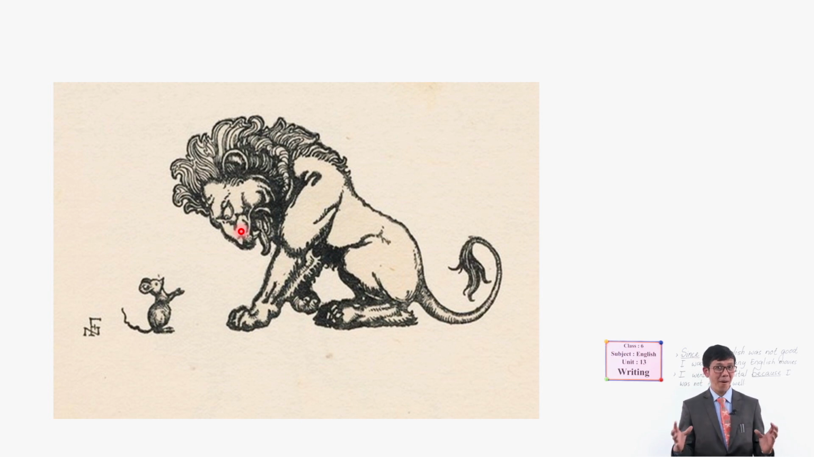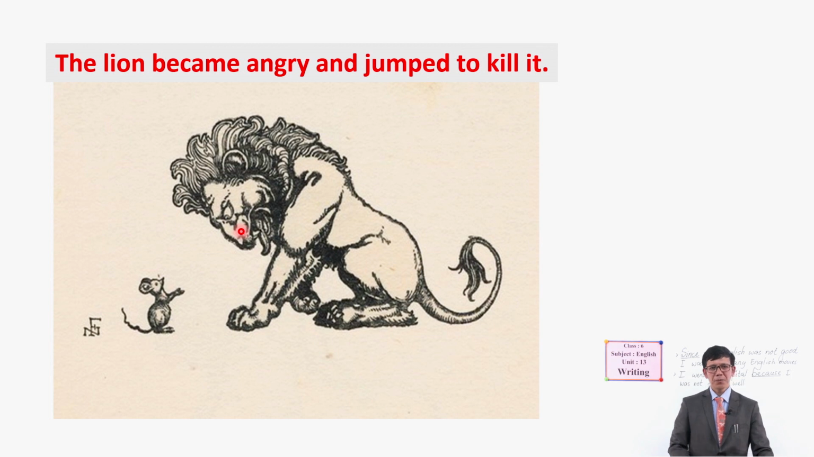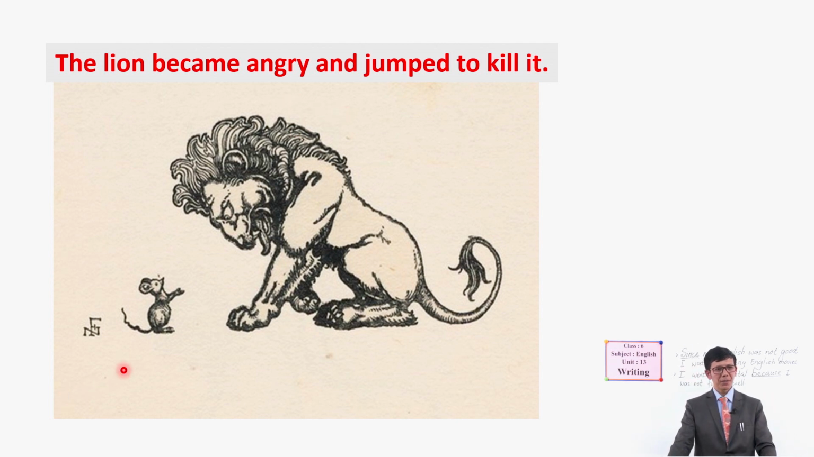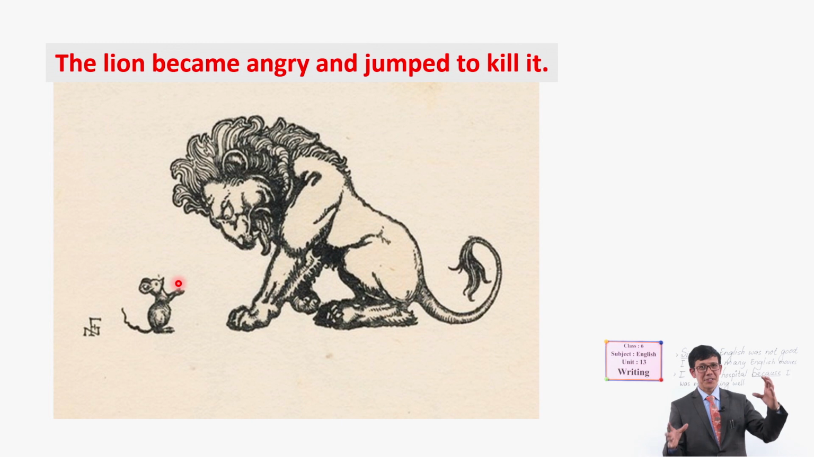Whether the lion became happy or angry, what happened? So yes, you're right. Absolutely, if the rabbit reached late there, the lion would become definitely angry, okay? So the lion became angry and jumped to kill it. And what happened next, dear students? You have thought of the ideas.